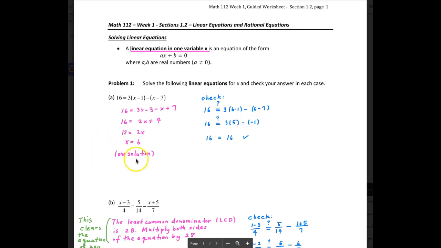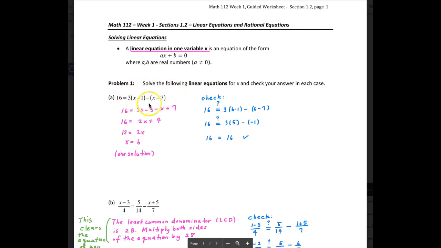So we see in this case, we have one solution. Now to check our work, we're going to take this solution and plug it into the original equation for x. Once we do that and work through the math, we indeed get 16 on the right-hand side. That tells us that x equals 6 is a solution to the original equation.